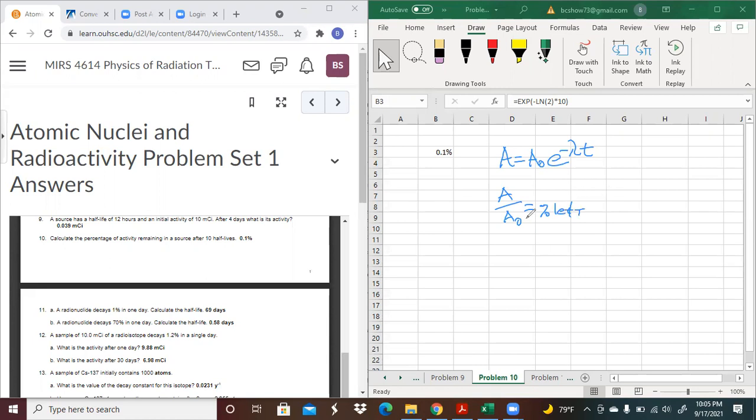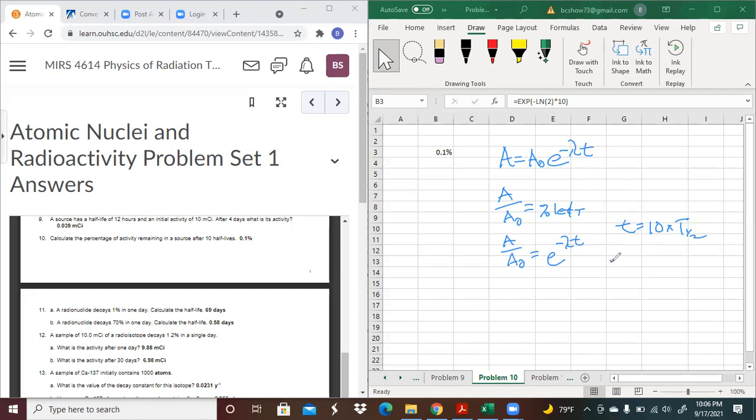So what we are going to do is take this particular formula and rearrange it even further. So we're going to come up with A divided by A naught is e to the minus lambda t. Now, we have no idea what lambda is. All we're given is that the source is going to be there for 10 half-lives. In other words, we know what the t is. The question is, what do we do about lambda?